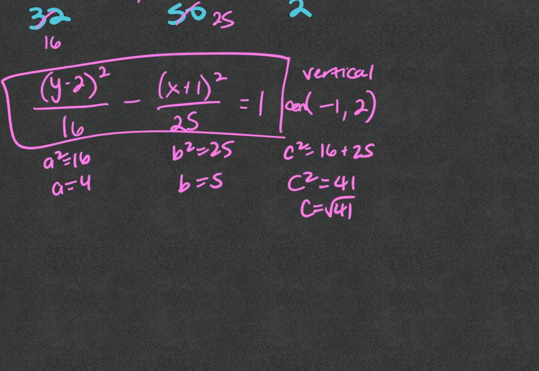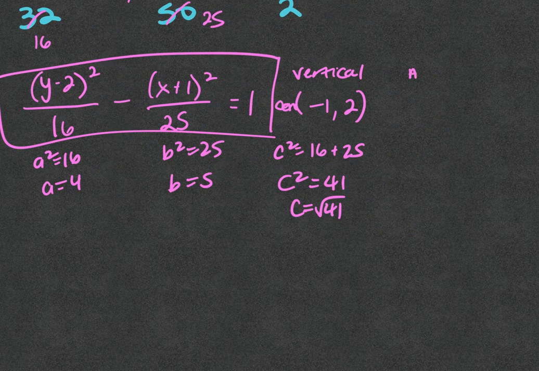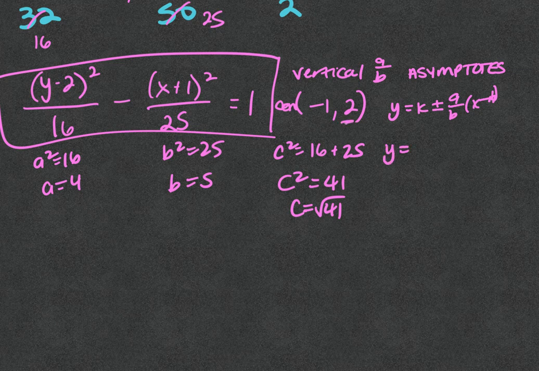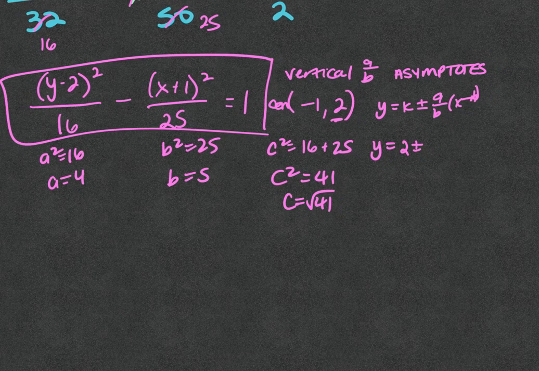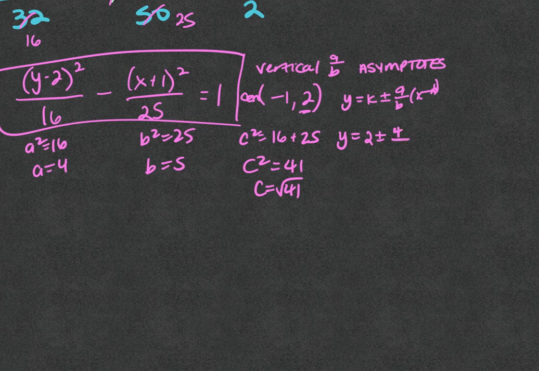And then because it's a hyperbola, you also need to know asymptotes. Asymptotes, as soon as I know it's vertical, I know it's a over b. Y equals k plus and minus a over b, x minus h. So the y equals k is 2, plus and minus a is 4, b is 5, x minus a negative 1 becomes plus 1.